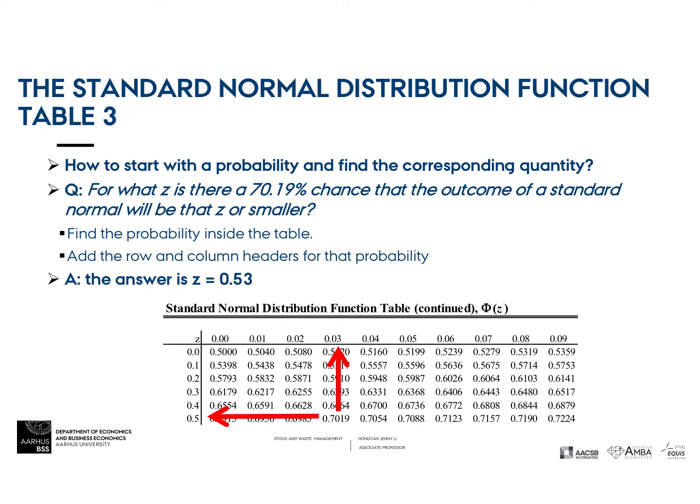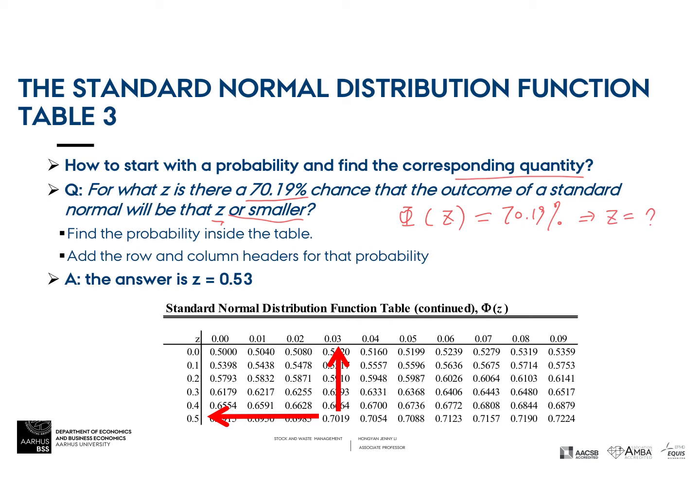Then we continue with this example. Let's see the question: how to start with a probability and find the corresponding quantity. So that means if you have a 70.19% chance that the outcome of a standard normal will be zeta or smaller, so basically you have phi of zeta equals 0.7019. That's pre-known information. Now the question is, we would like to know what is the value of z.